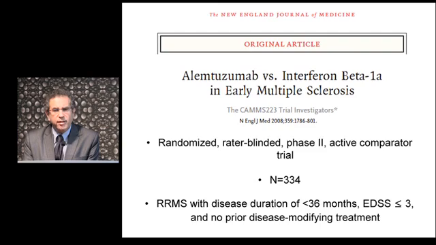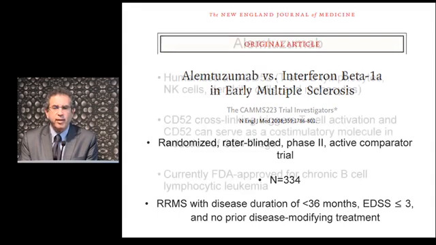The other drug I'll briefly discuss is alemtuzumab. In a previous study published in the New England Journal, it was compared to interferon beta in early MS. That was a randomized, rater-blinded phase 2 active comparative trial with 334 individuals with relapsing-remitting MS with disease duration of 36 months or less, EDSS of 3 or less.